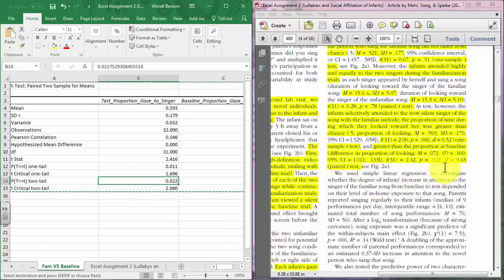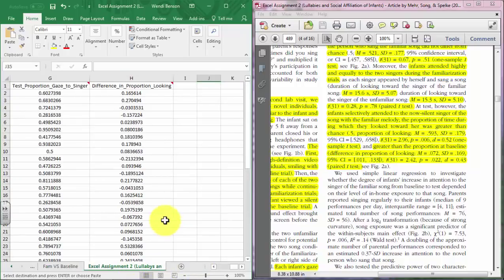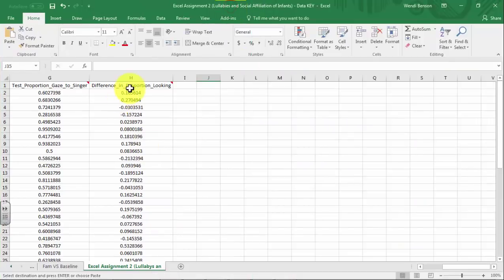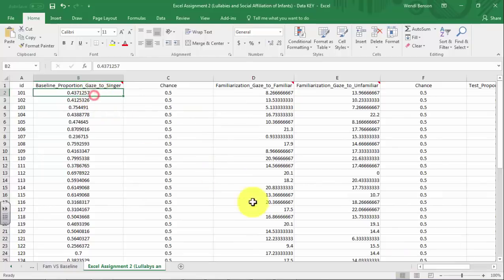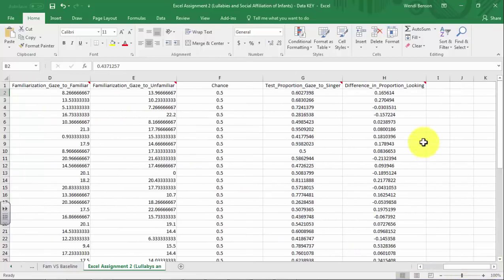And then we look here at the different mean and standard deviation. Those are not here. I will show you how they got that. They actually looked at the difference scores to get that value. So let's go ahead and go over here, back to the data. So right here, you'll see these are the difference in looking. So this is basically just taking the test phase, the proportion, minus the baseline phase, what proportion they stared at the lady who sang the lullaby.